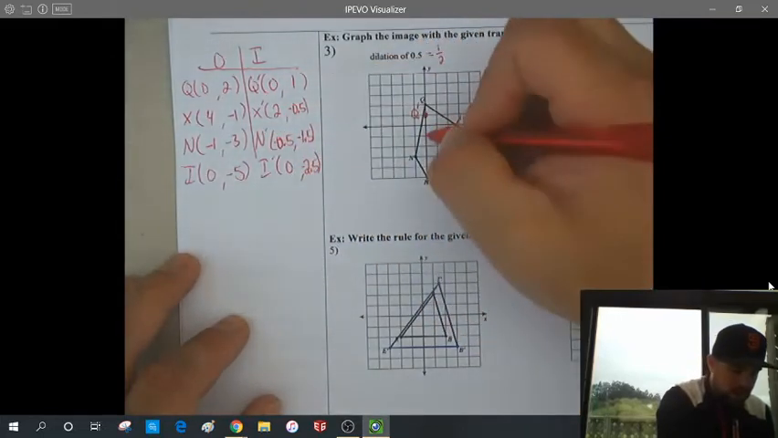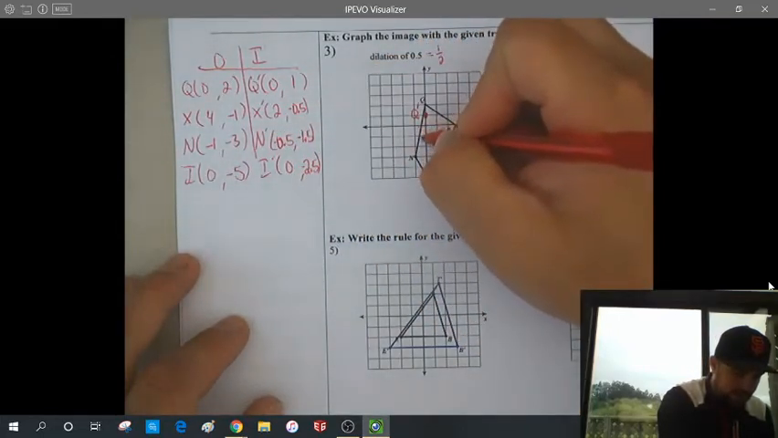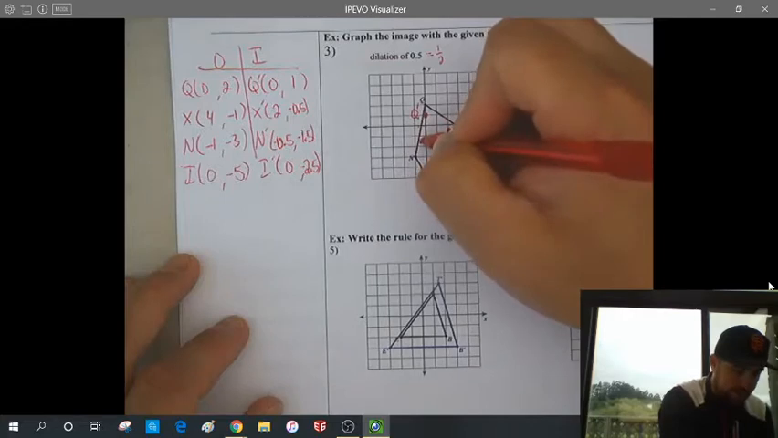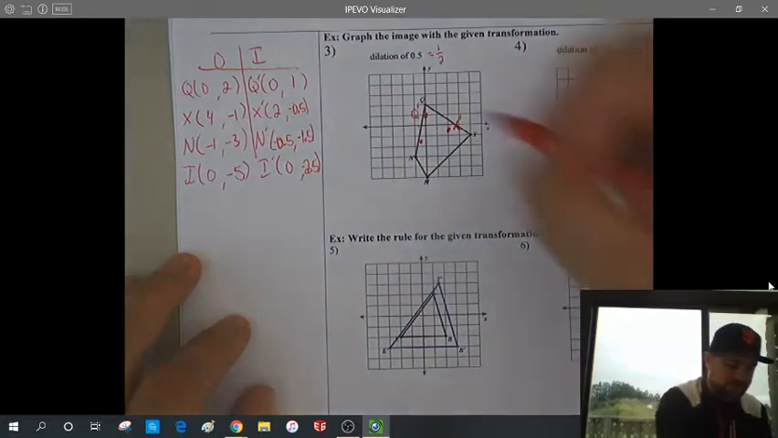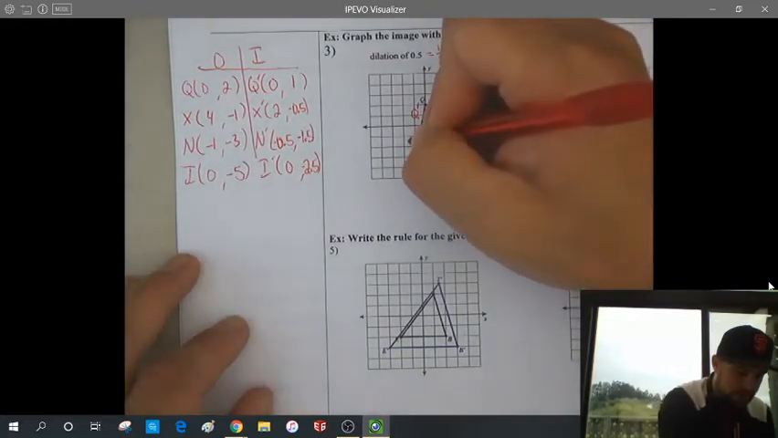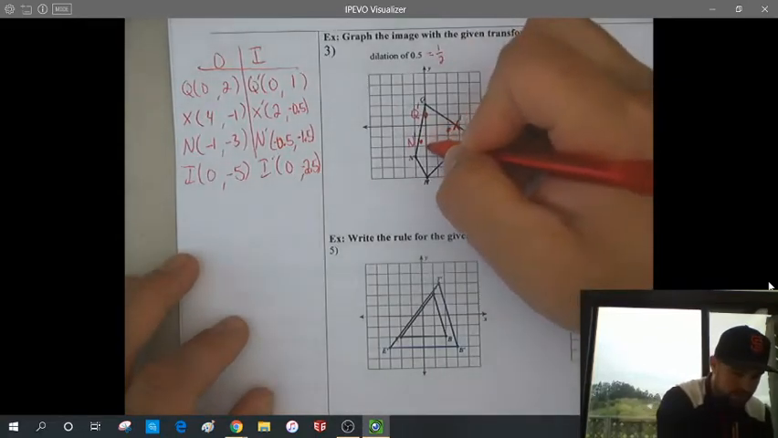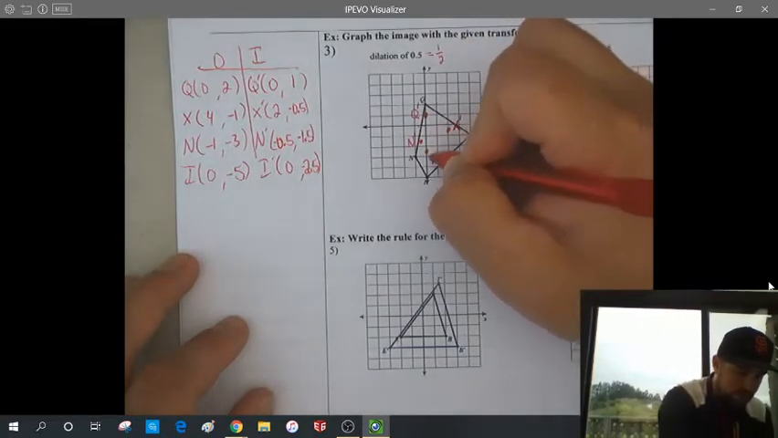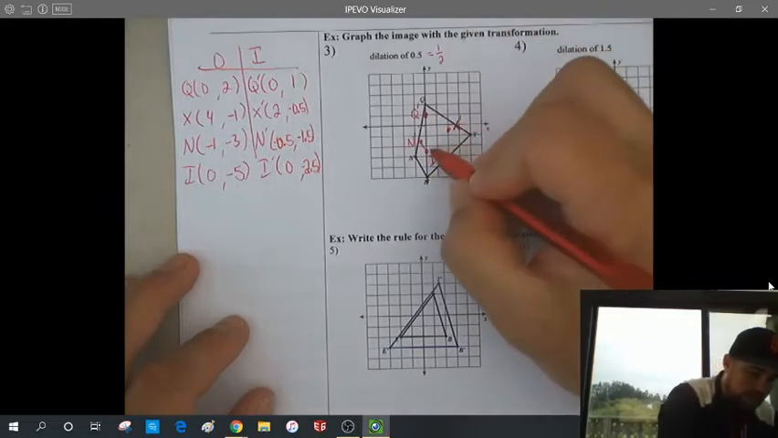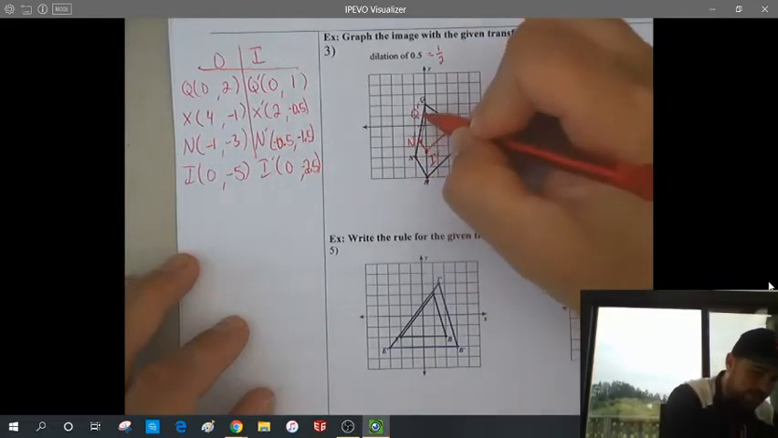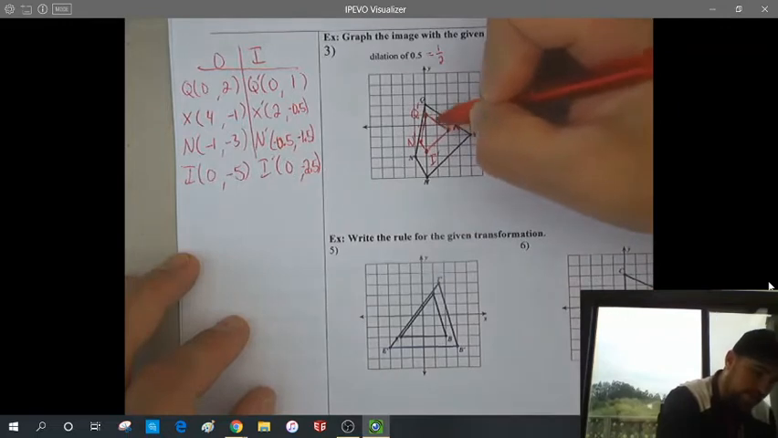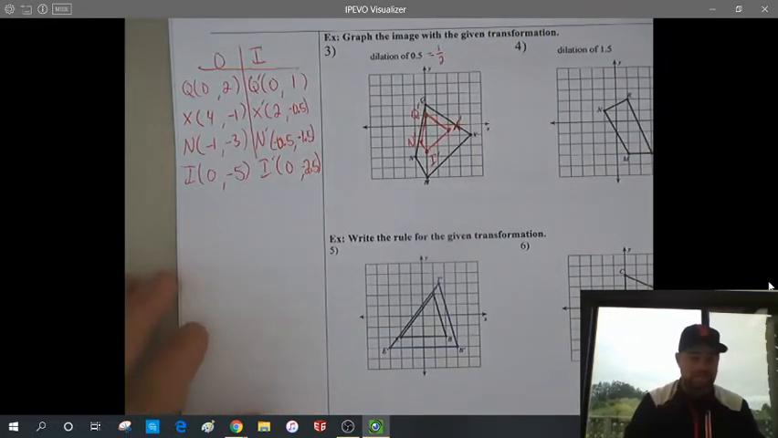And N is -1/2, -1.5, so it's going to end up in the middle of a box here because they're both half units. And that'll be N prime. And then 0, -2.5 will be I prime. And so if I now go through and connect those, what I'm going to see is it makes the same type of figure, just reduced in size.